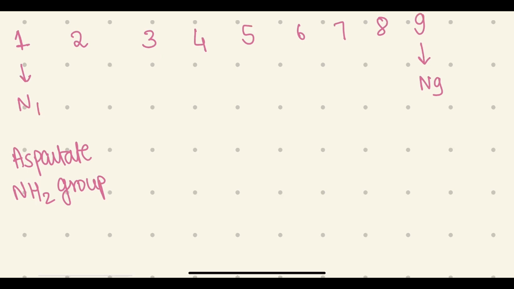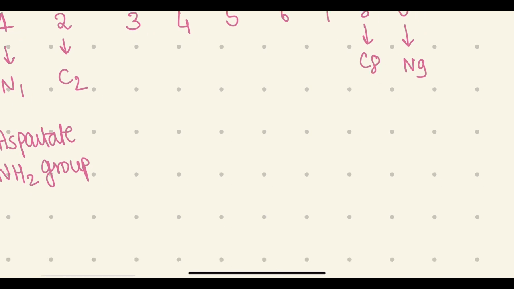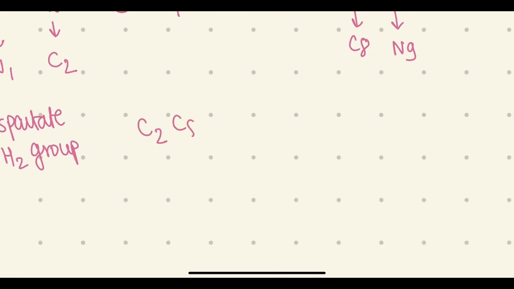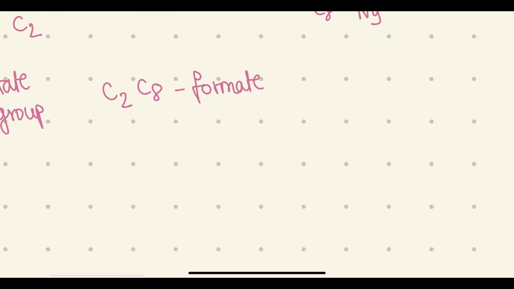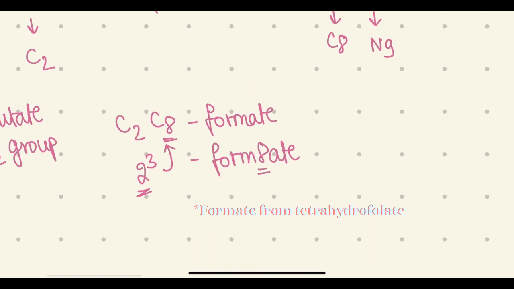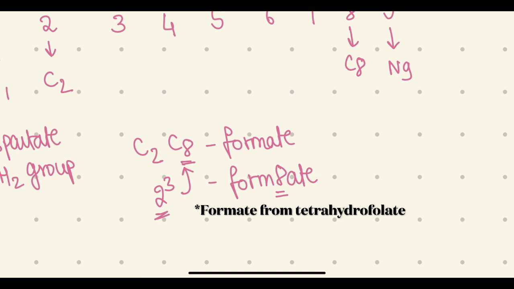So let's go one number ahead and come one number back. So that is C2 and C8. The way I would like to remember this is C2, C8 is from formate. The way I would like to write formate is formate. So you know C8 is from formate and hence 2 cube. Just remember 2 cube. So C2 and C8 both come from formate.